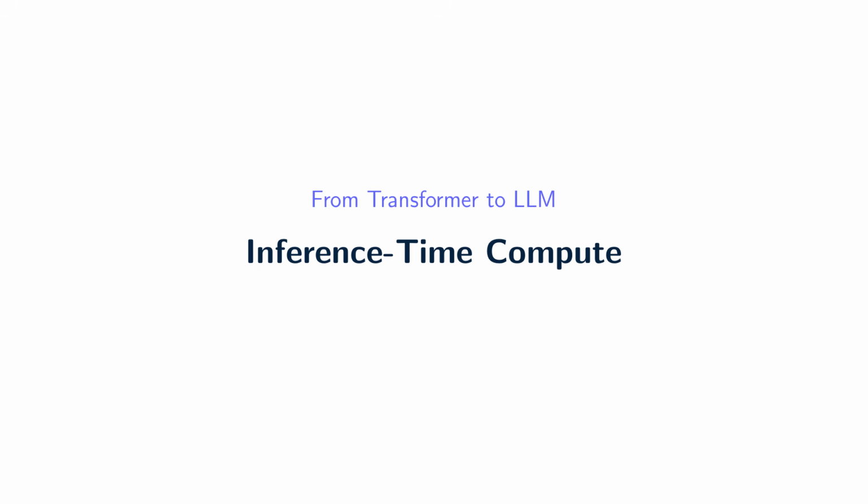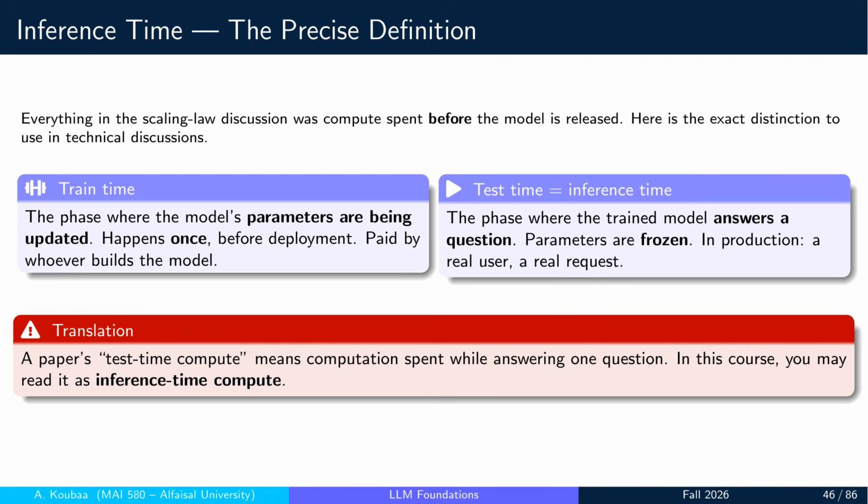We now return to the exam time lever. The question, what can a fixed model do if we allow it to spend more work on one hard request? Inference time compute, sometimes called test time compute, is extra computation after training is finished. It can mean generating candidate solutions, using a verifier, decomposing a problem, searching, calling tools, or reflecting on a result. The weights are fixed. The trajectory gets longer or better structured.